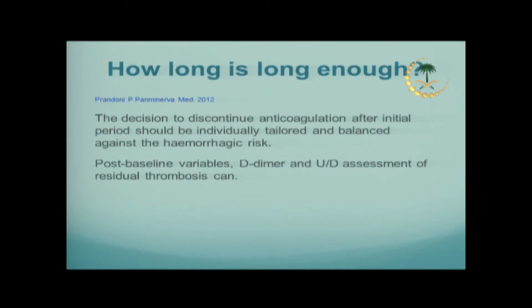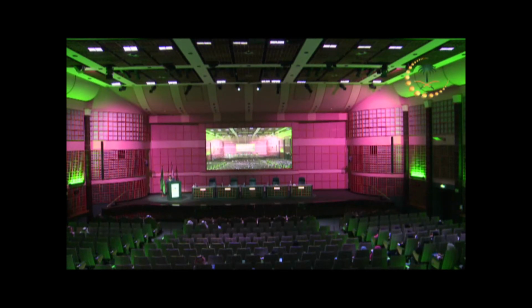How long is long enough? That's another question being raised by Professor Baglin recently, and he challenged, should we keep the patient who presented at the age of 20 years on lifelong anticoagulation with exposure to bleeding episodes? That's something we need to discuss, something we need to consider, especially if there is a risk-benefit issue about the bleeding for these patients. And he suggested that it should be individually tailored and balanced against the hemorrhagic risk, and putting in consideration using tools like D-dimers and ultrasound for estimation of the residual thrombus.